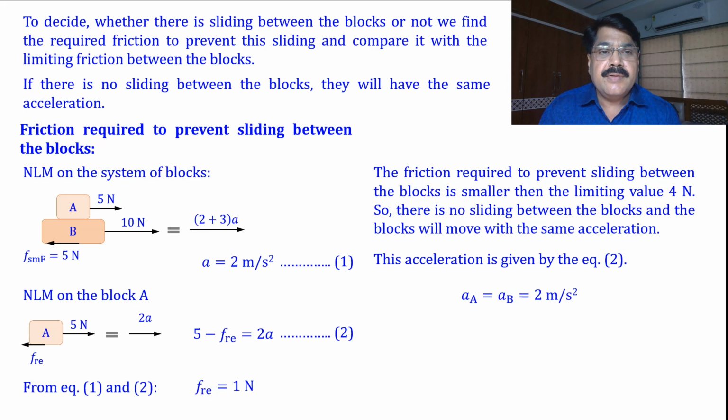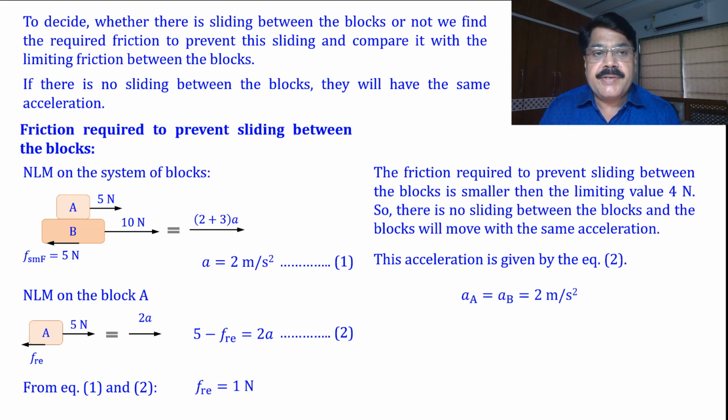For that, the litmus test was what? To assume no sliding and calculate the friction required to prevent sliding. If this friction required to prevent sliding is more than the limiting friction, there will be sliding. If this friction required is less than the limiting friction, there will be no sliding.